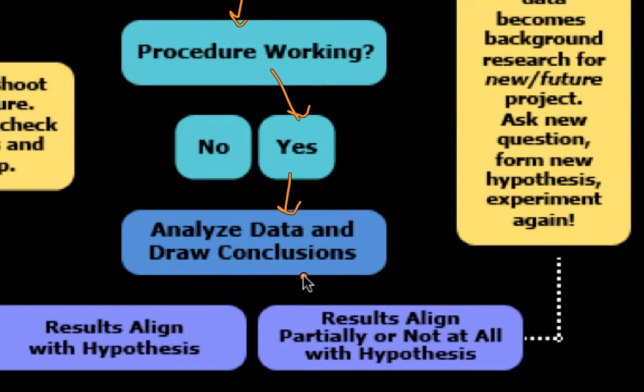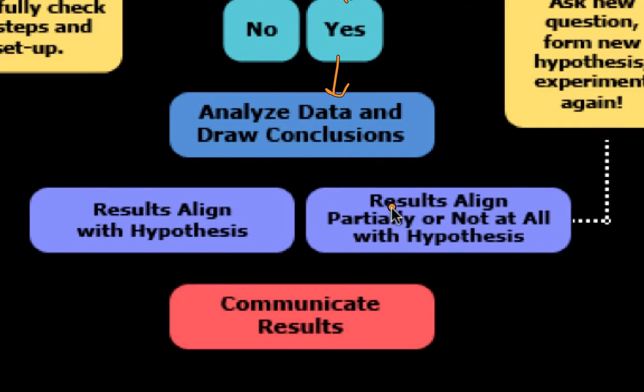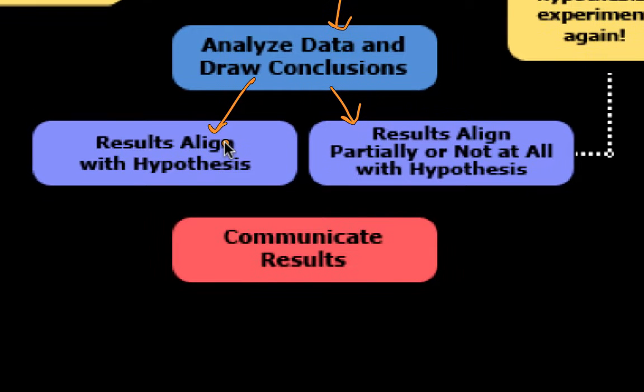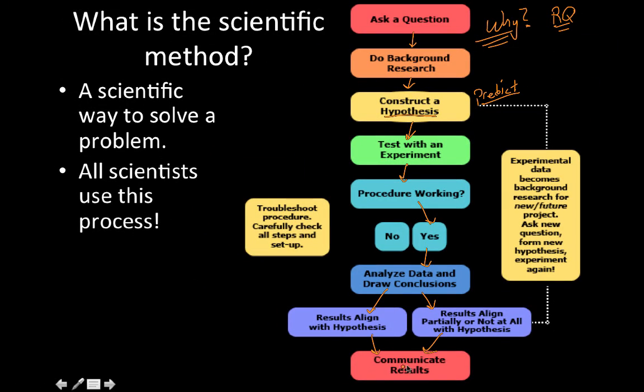Then we can look in a couple of ways here. We can say, all right, the results align partially or not at all with the hypothesis, because that can happen. It just doesn't fit with what we thought was going to happen, our prediction. Or the results do align with the hypothesis. All right. No matter what happens here, you really can communicate results. Some people will tell you that if your results do not align, you don't need to communicate them. In class, we can end up going in either of these paths here.